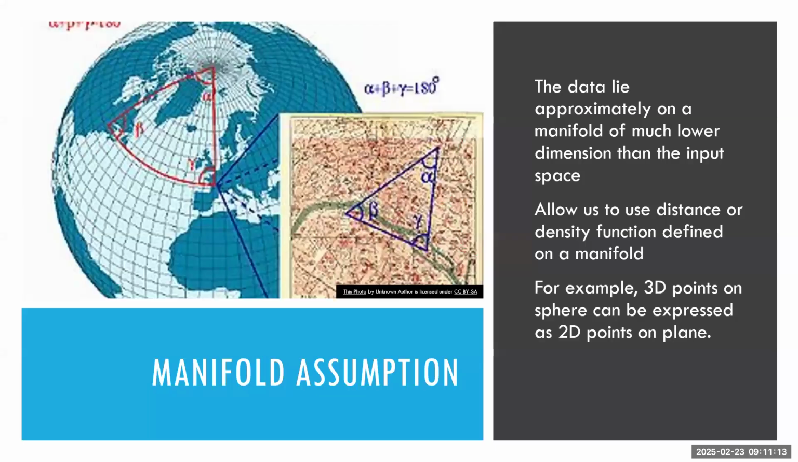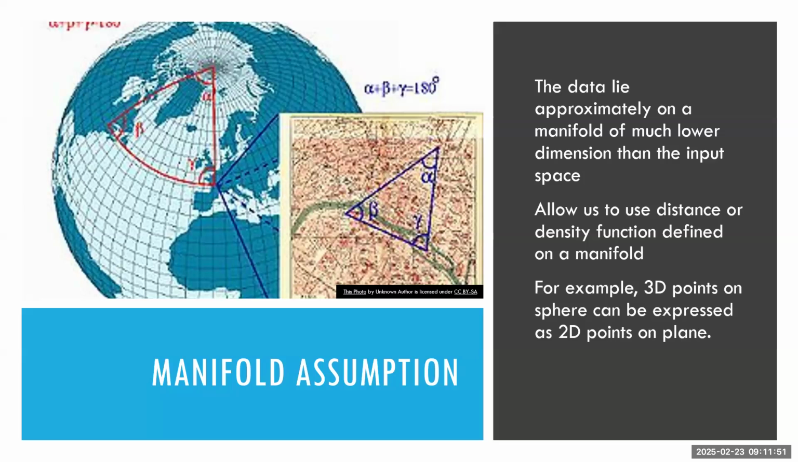And the last one is the manifold assumption, and this assumption is very high level. This assumption says that the data lie approximately on a manifold of much lower dimension than the input space. So what do I mean by that? If you think of a piece of paper, it's basically 2D, right? And then you plot points onto the paper, so you have 2D data.